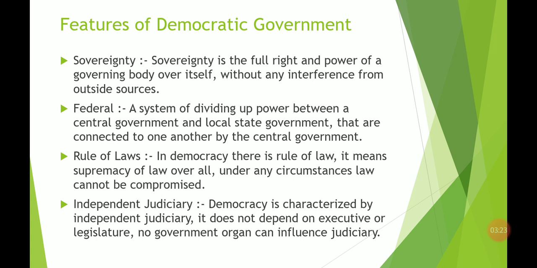Another one is the independent judiciary. This is the most important thing for any democratic country, that the judiciary should be independent. Why? Because if it gets influenced by the legislature or executive, it becomes biased, and by being biased it cannot take the proper or right decision for anyone. For this purpose, the democratic government provides an independent judiciary, and this helps us to get the right justice without any influence.